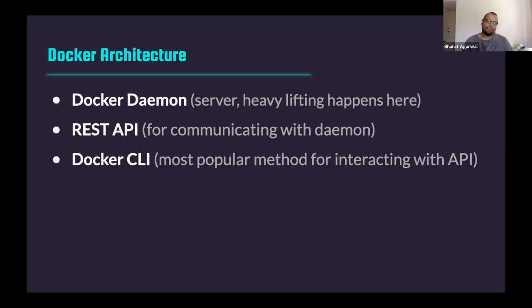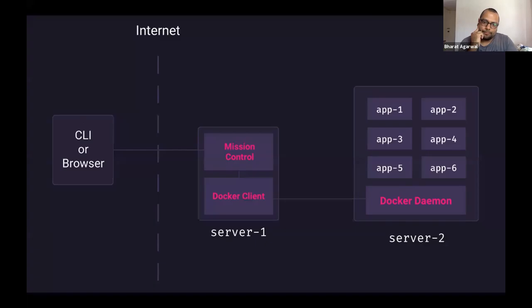How Docker typically works is that there's a Docker daemon that runs in the background. And I don't know if you guys have ever used the Docker CLI, but that is essentially making REST API calls to the Docker daemon. And we can also make these REST API calls to remote machines. So we can have one mission control that can make Docker API calls to multiple servers.